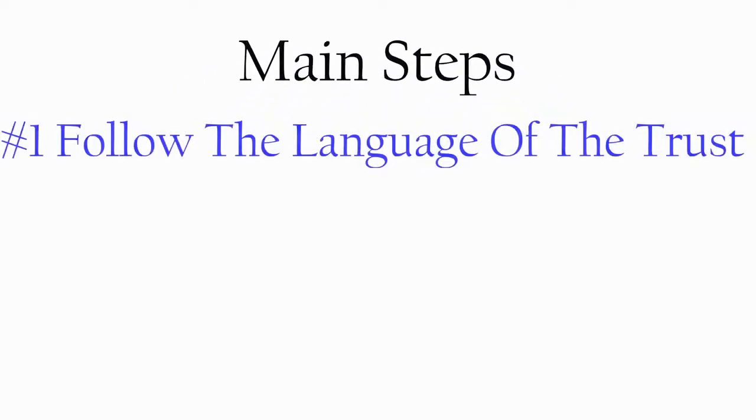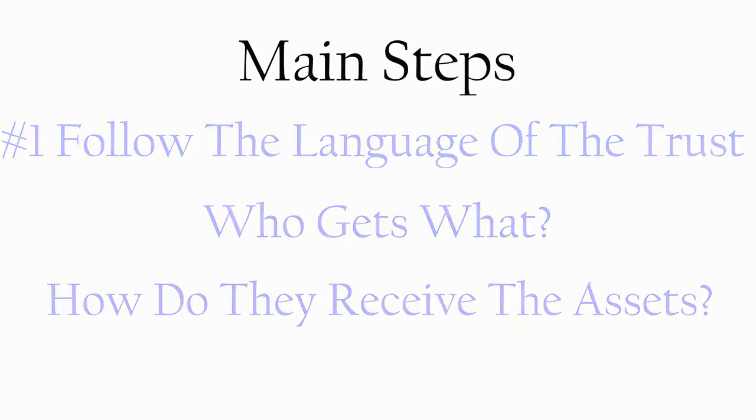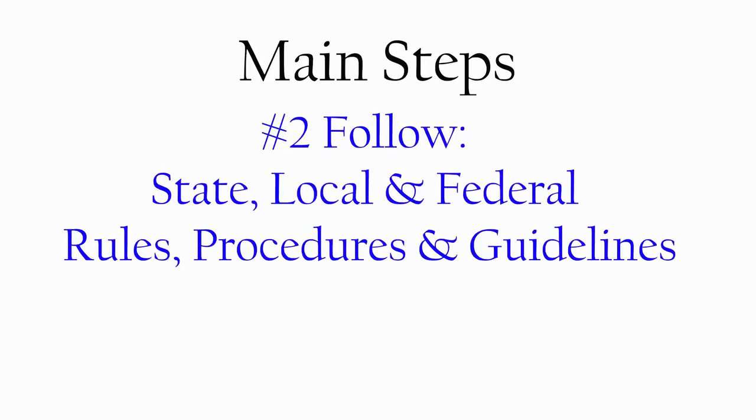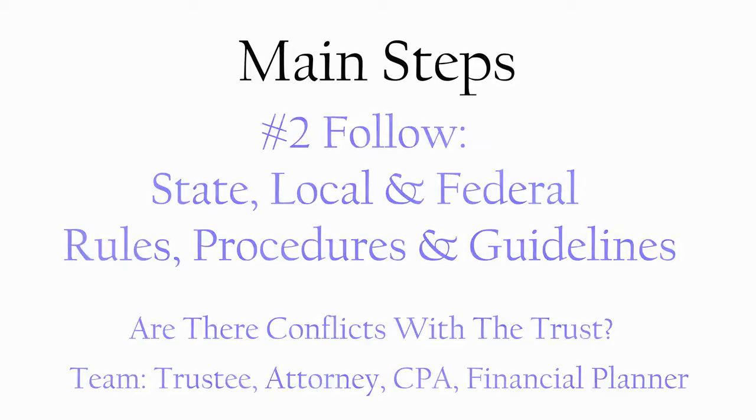What are the main steps in a trust administration? Well, number one is follow the language of the trust. It's very explicit. The trust should say who gets what and how that person receives those assets. Number two, follow state, local, and federal rules and procedures and guidelines. Sometimes those conflict with the trust, and that has to be ironed out. That's where that team approach comes into play.